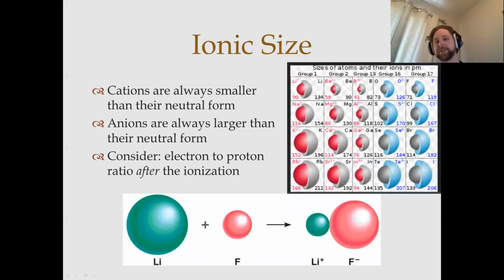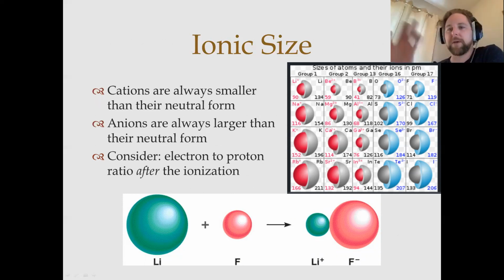So, an interesting diagram that we can look at is lithium and fluorine. In their neutral state, and we're looking at the bottom diagram, lithium is on the left of the periodic table, so it's a large atom, compared to fluorine, which is on the right of the periodic table, which is going to be the smallest in that period, ignoring the noble gases.